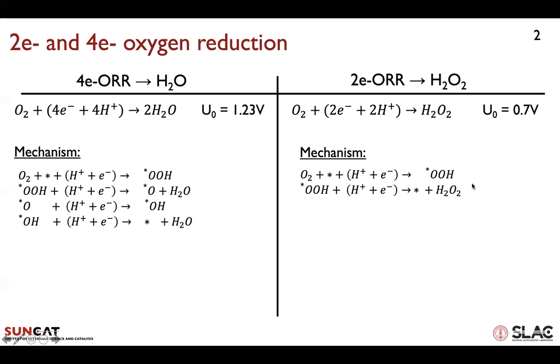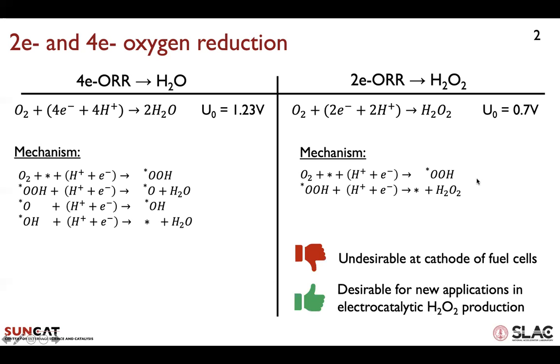Now we care about this reaction for a couple reasons. The first is that when we're actually looking at a fuel cell cathode, we don't want this reaction to happen. That's because hydrogen peroxide is corrosive and it can lead to a shorter lifetime of a fuel cell cathode. However, there are certain new applications where we might want to have hydrogen peroxide produced electrocatalytically. That is because hydrogen peroxide, as it is currently made, requires a large setup, a large plant, and so this would be a way to maybe make it in a more distributed way.